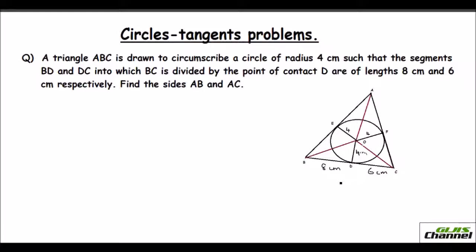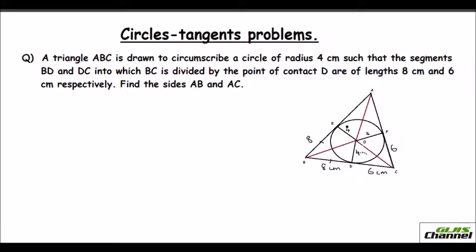So let us first fill in all that we know in this triangle. Since B is an exterior point, a point outside the circle, BE and BD are the tangents, right? So these two are equal. Since this is 8 centimeters, I take BE also as 8 centimeters. Similarly, CD and CF are the tangents. Since CD is given, I have taken CF also as 6.